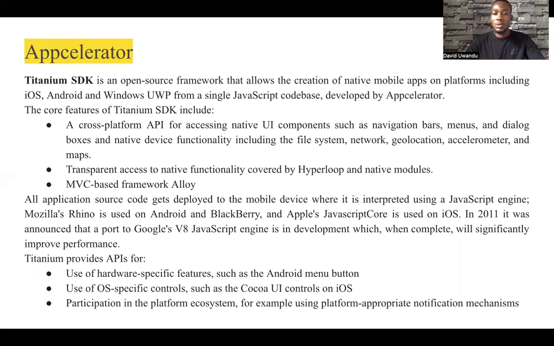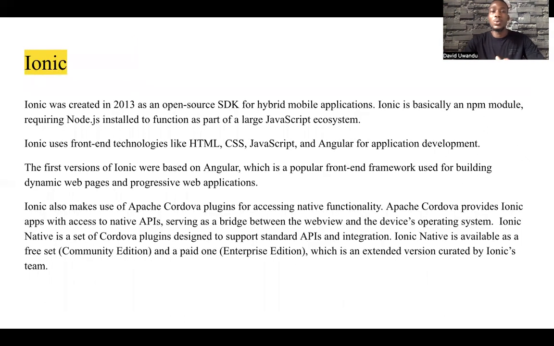And that's, for example, using platform-appropriate notification mechanisms. So that way, the app will give notifications that are specific to the platform that you're using. If you're using iOS, you'll be getting iOS notifications the way it is supposed to be on the iPhone or the Mac. And if you're using Android, you'll get notifications the way it's supposed to be on the Android phone, on the OS.